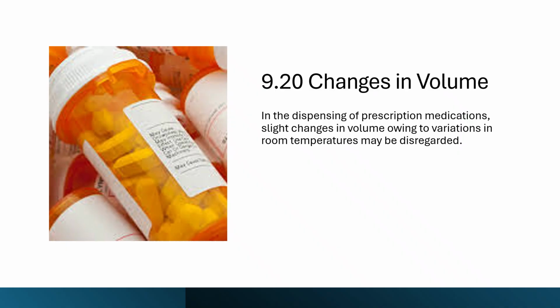So in the dispensing of prescription medication, small changes in liquid volumes caused by room temperature variation can be disregarded. Scientifically, liquid expands when the temperature increases and contracts when the temperature decreases. However, under normal room conditions, these volume changes are very minimal, right? In pharmaceutical dispensing, such minor variations do not significantly affect the accuracy, strength and therapeutic effectiveness of the medications. Therefore slight volume differences due to normal temperature fluctuation are considered acceptable in routine dispensing practices, right?